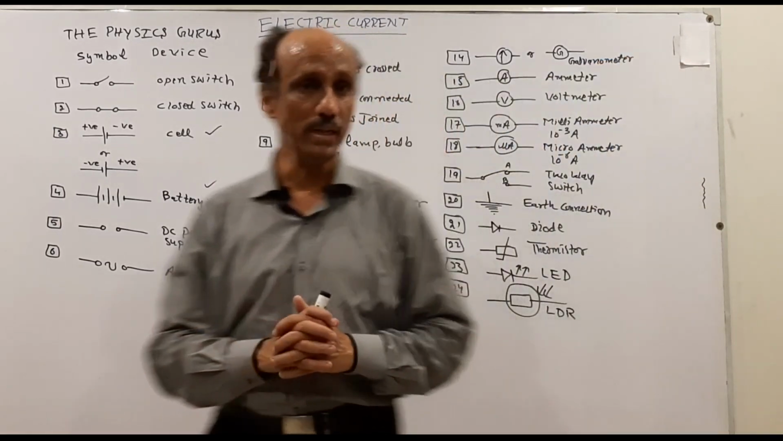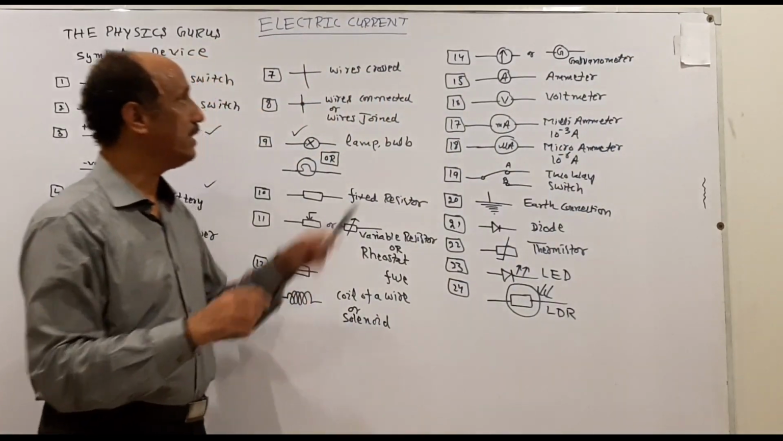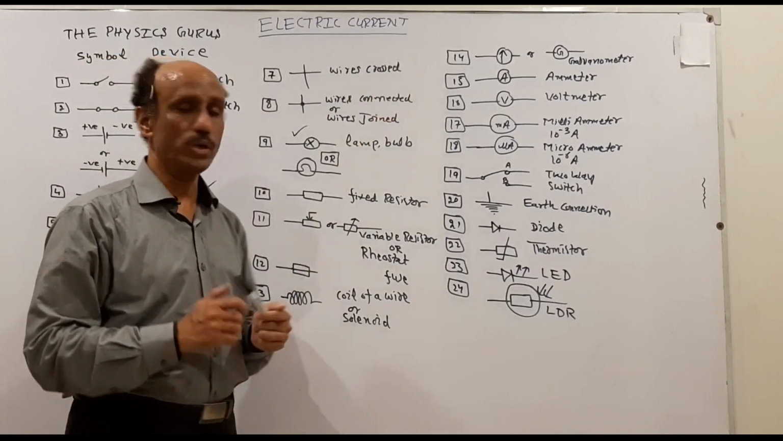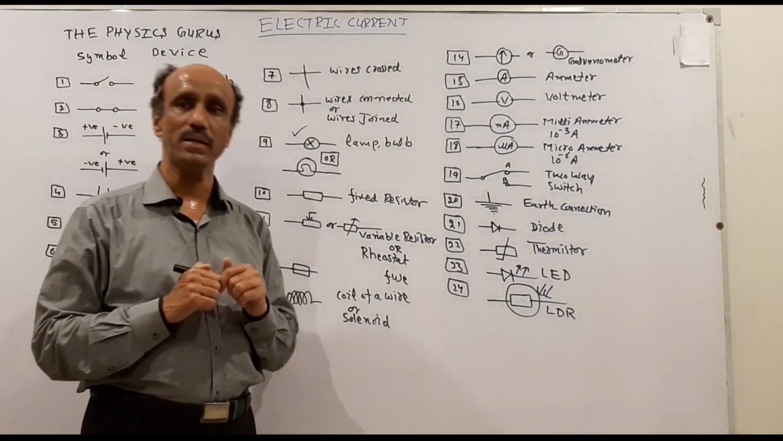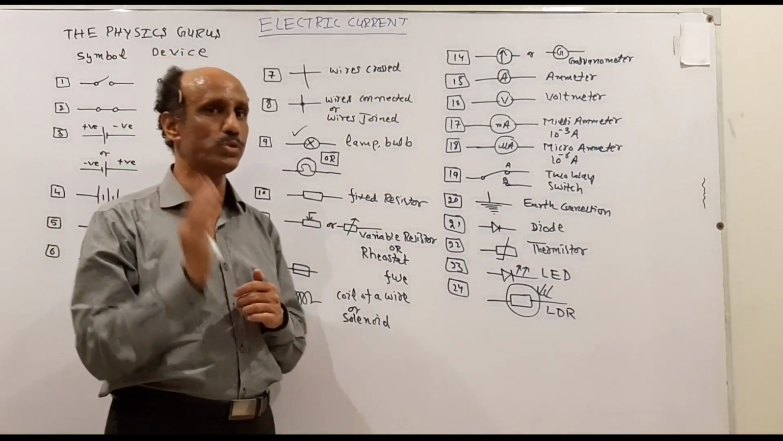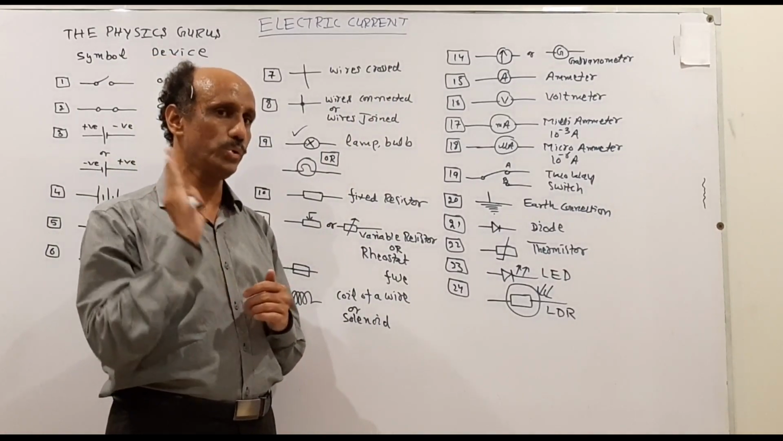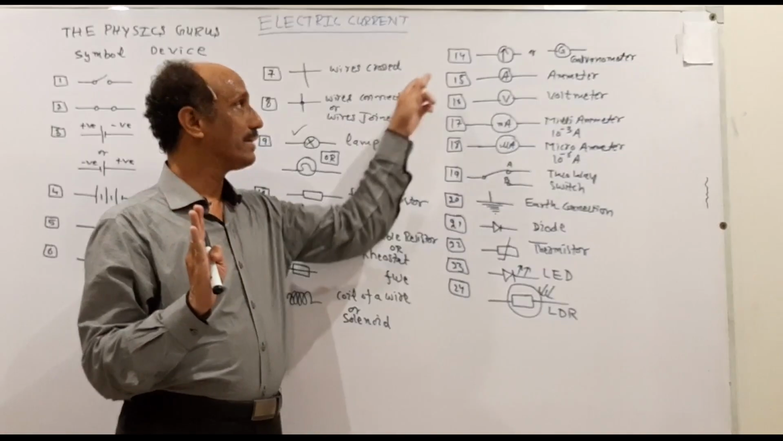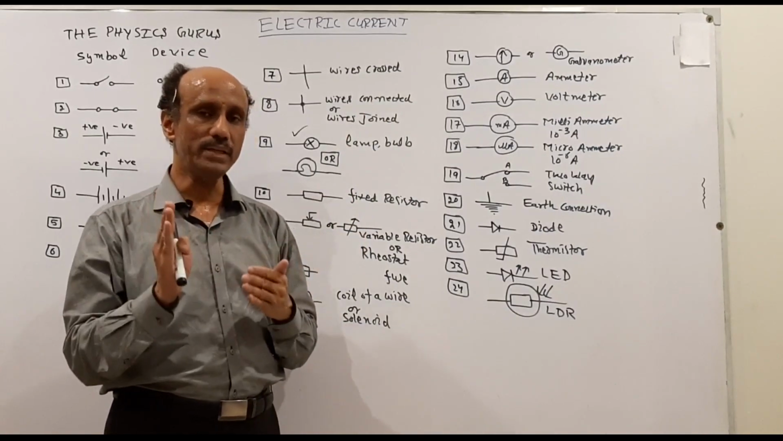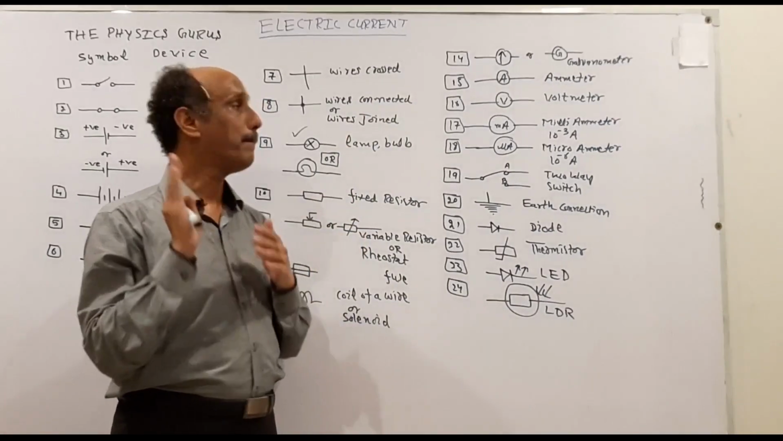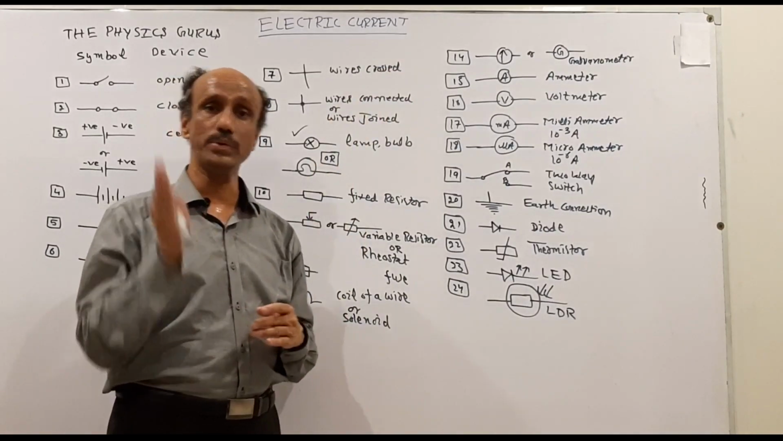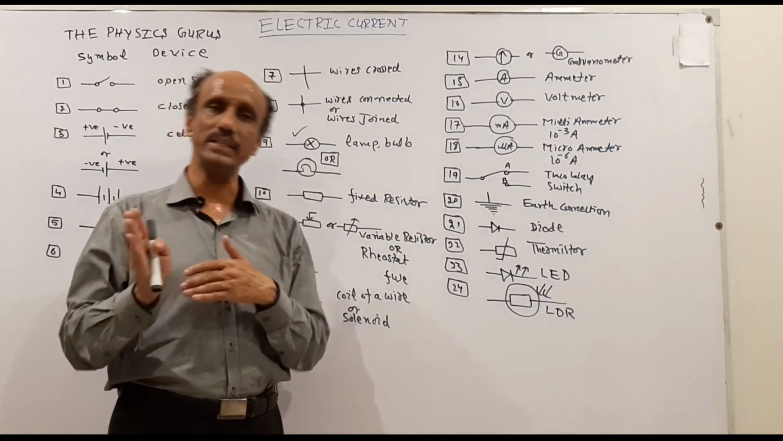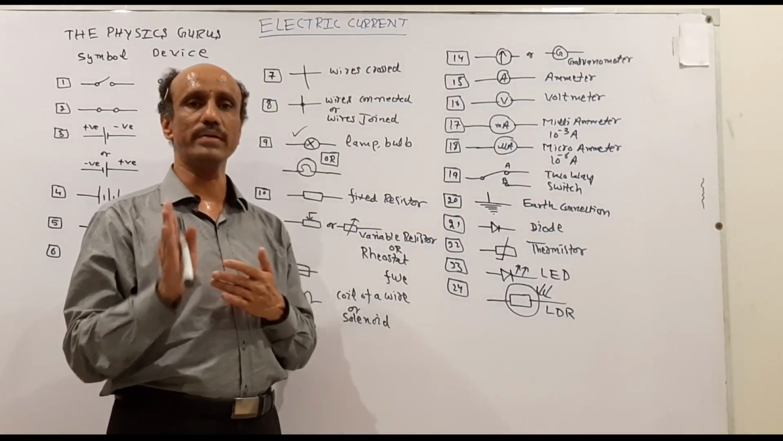Then the next symbol is the galvanometer. The basic purpose of the galvanometer is to detect the current. It is not used to measure the current. So you have to differentiate between the galvanometer and the ammeter. Ammeter is used to measure the current, but the galvanometer is used to detect whether the current is present in the circuit or not. It will not give you the reading.